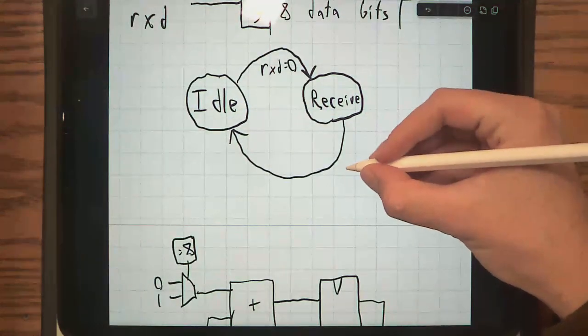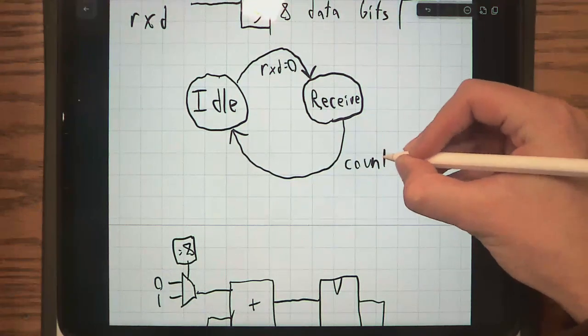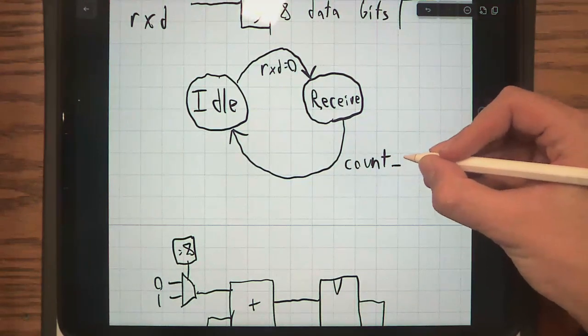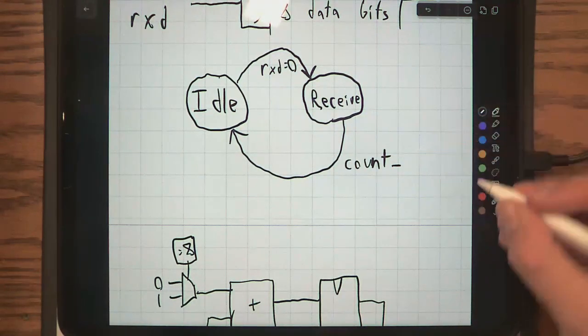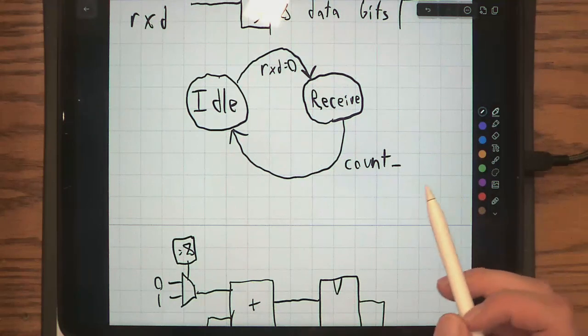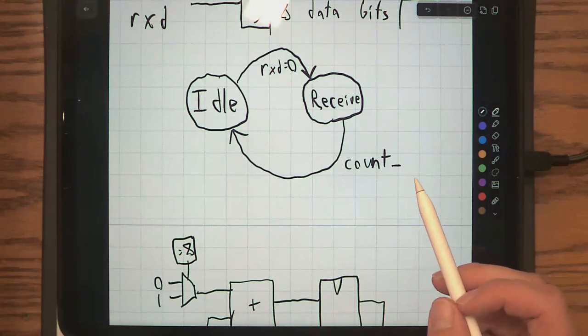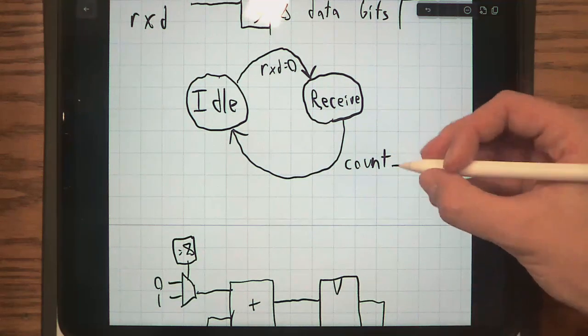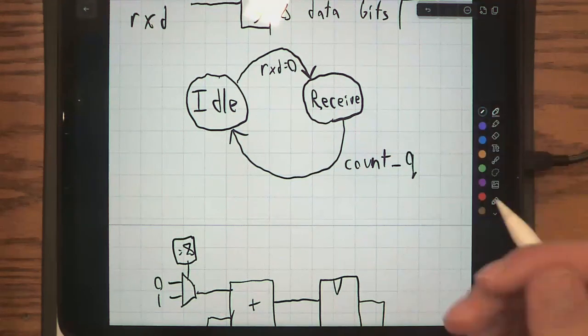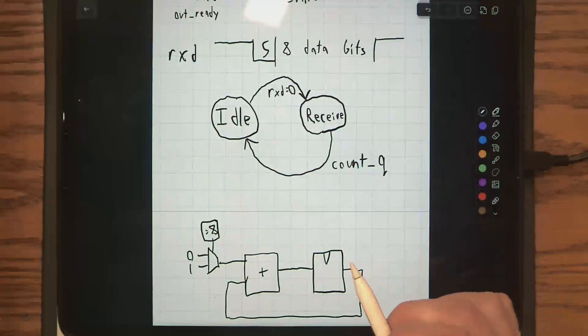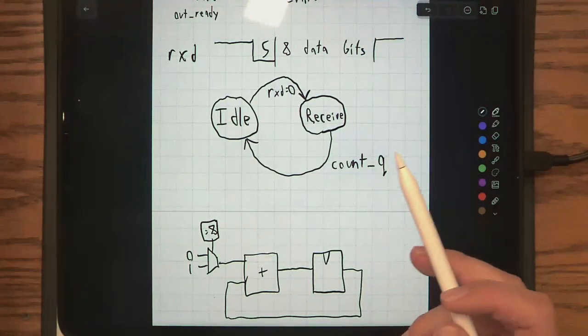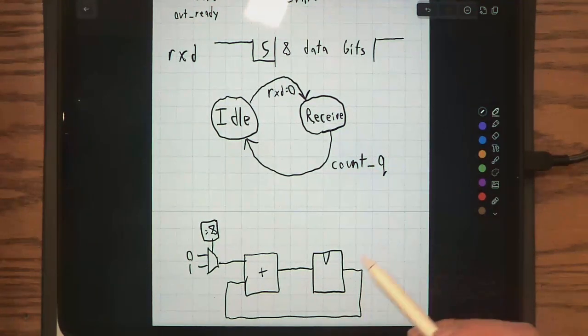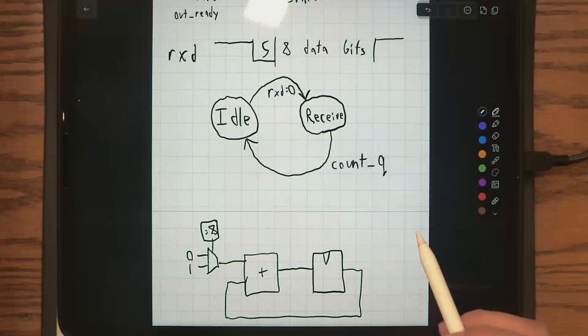So count. And if I were to put an underscore here to say the output of the flip-flop, what should I put here? Q, yeah. To get the output of a flip-flop, you can just put underscore Q. And this is very clear to me: count Q is very clearly coming out of this flip-flop. Okay, great.